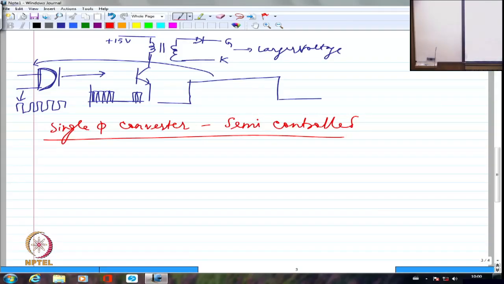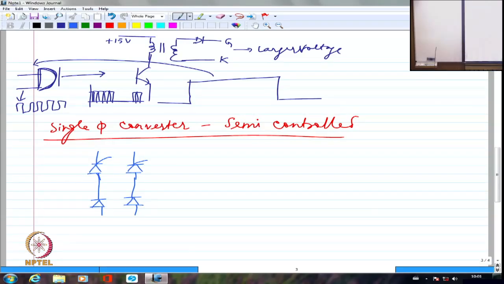We said uncontrolled when we had all 4 diodes. We said fully controlled when we had all 4 thyristors. We can call it semi-controlled when we have 2 diodes and 2 thyristors. So we are essentially going to have, let us say, 2 thyristors like this and then 2 diodes like this.